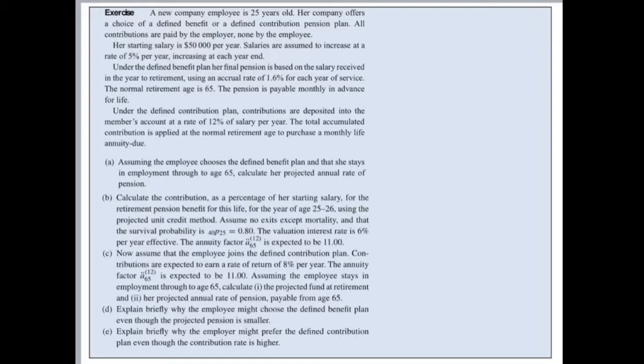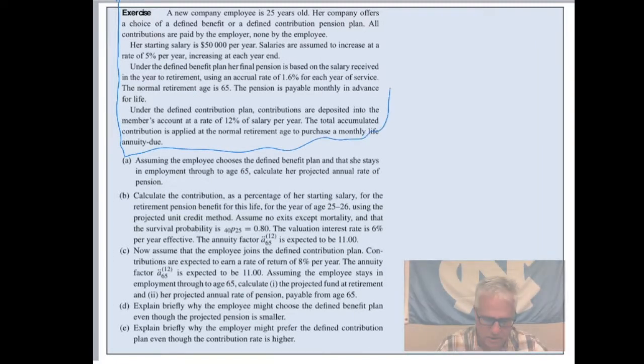First, the setup for this question is long and arduous, but let's concentrate just on the paragraph at the top. A new company employee is 25, and her company offers a choice between defined benefit and defined contribution plans. Her salary right now is $50,000 per year, and salaries are assumed to increase at a rate of 5% per year. And we'll assume they increase at year end.